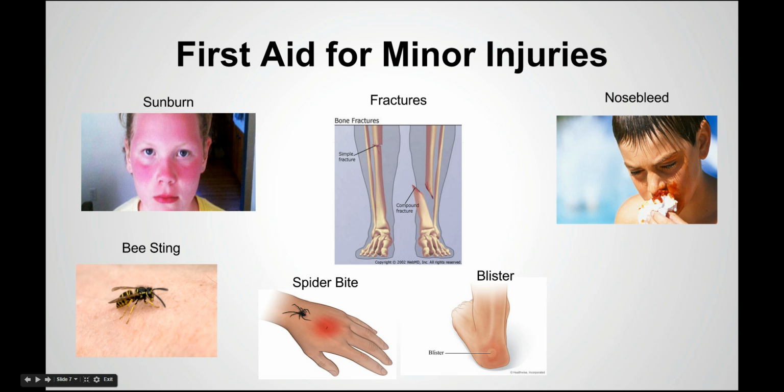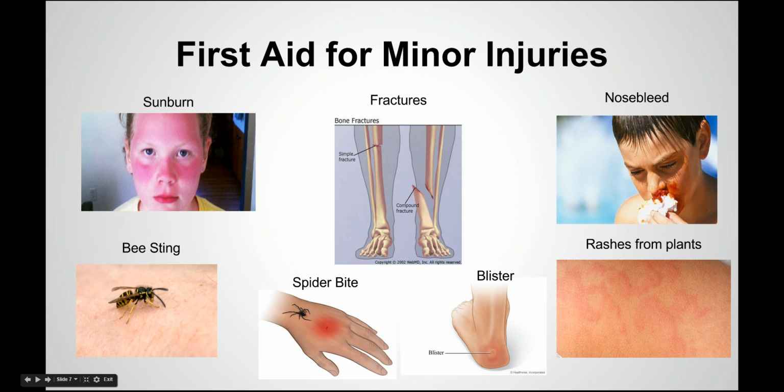Finally, rashes from plants are also considered minor injuries. Rashes from plants can come from poison ivy, poison oak, and/or poison sumac. When this happens, run cold water over the rash and use calamine lotion to stop the itching.